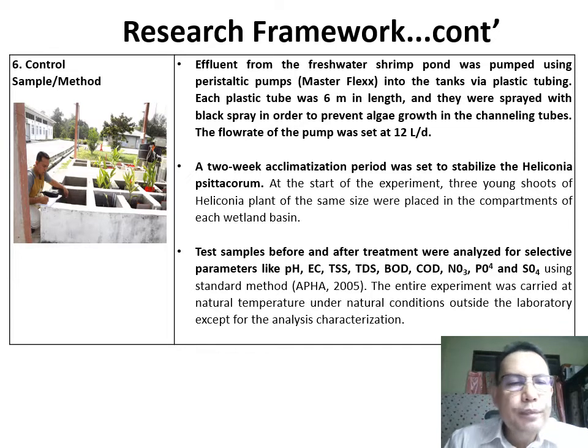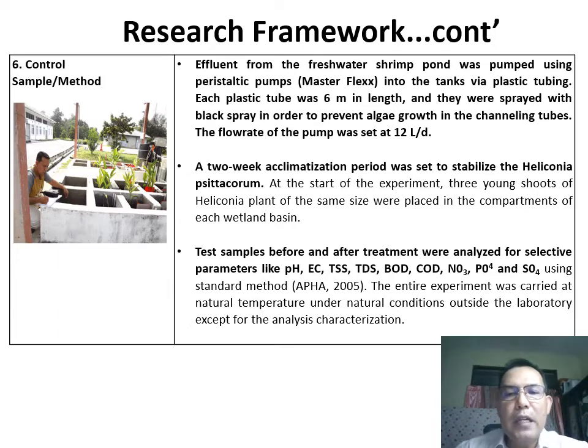Research framework continued. Seeds, control sample and method. Effluent from the freshwater stream pond was pumped using peristaltic pumps into the tanks via plastic tubing. Each plastic tube was 6 meters in length, and they were sprayed with black spray in order to prevent algae growth in the channeling tubes. The flow rate of the pump was set at 12 liters per day. A 2-week acclimatization period was set to stabilize the Heliconia plants. At the start of the experiment, 3 young shoots of Heliconia plants of the same size were placed in the compartment of each wetland basin.